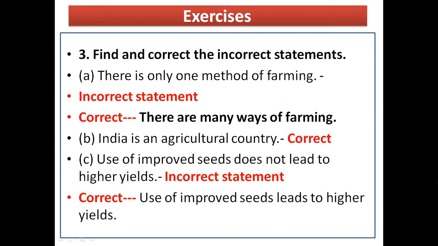Next, India is an agricultural country. Correct. Use of improved seeds does not lead to higher yields. Incorrect statement. The correct is, use of improved seeds leads to higher yields.